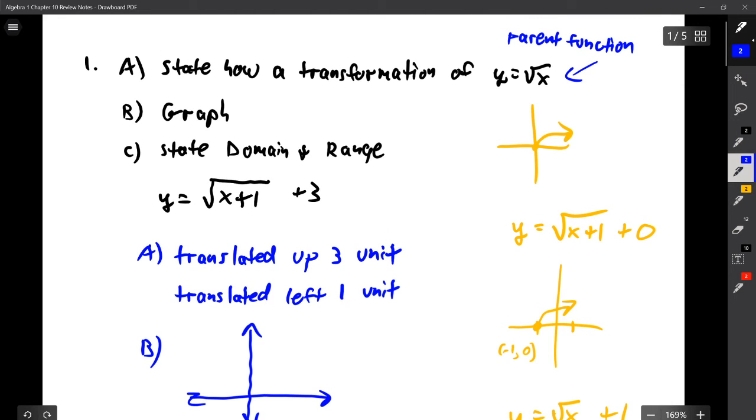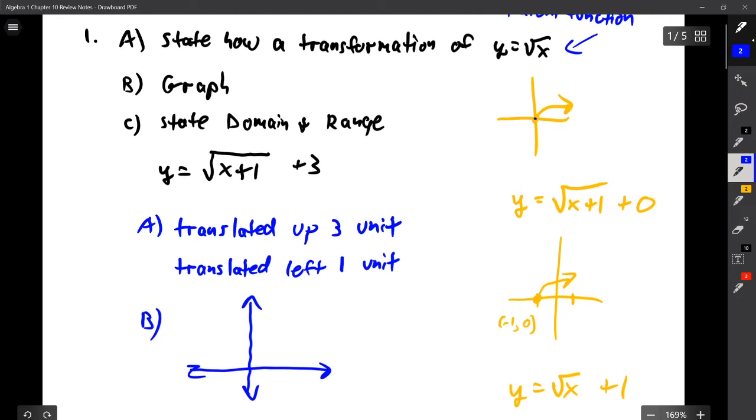So usually I have this dot there at 0, 0, but that dot has been moved left 1 unit, up 3 units. And so here at -1, 3 is that dot, and there are no reflections going on. There's no negative there that would flip it upside down, nothing like that. So from there, it goes the usual shape like that. And that is my graph.